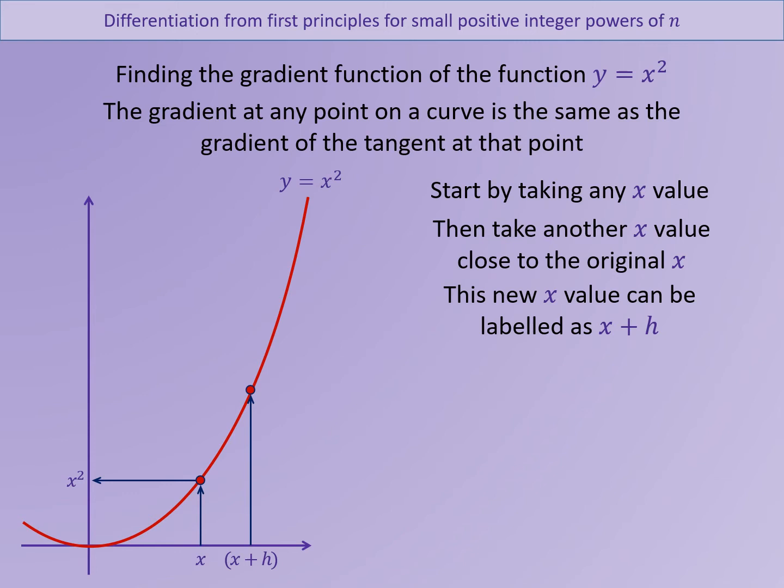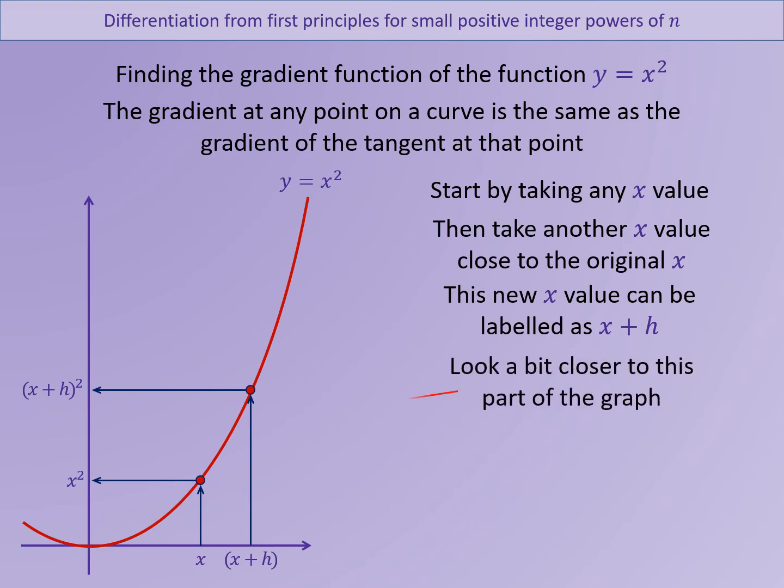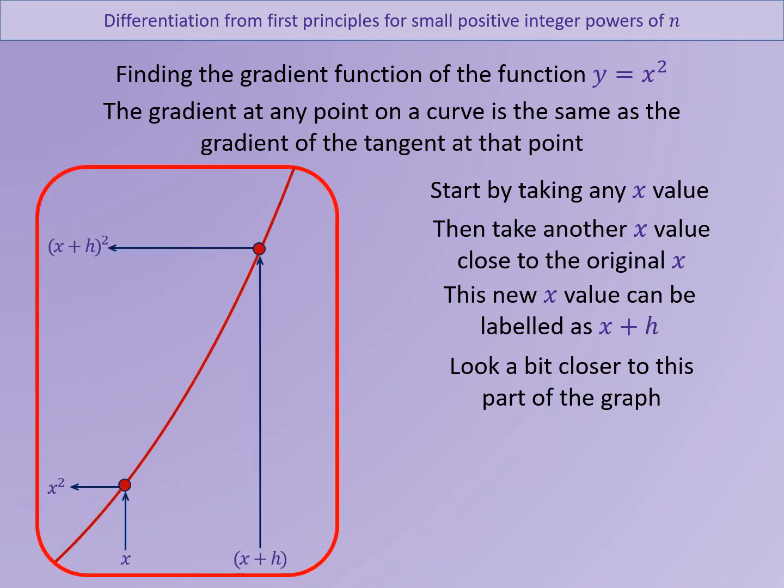To find the corresponding y value, I need to take x plus h, place it into the equation, and I end up with x plus h all squared as my corresponding y value. What we're going to do now is take a closer look at this section of the graph where my two points are. And here it is. Again, you can see I've got my two x values and my two y values.